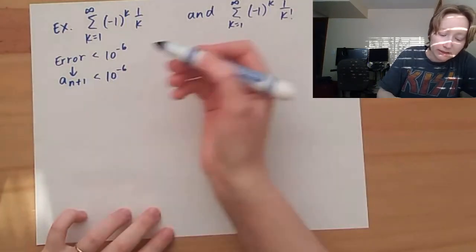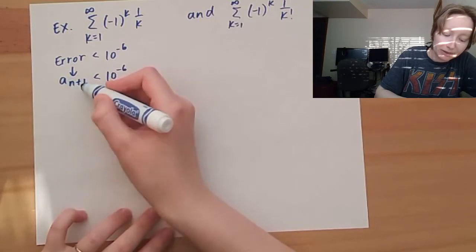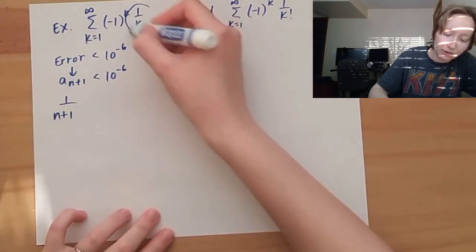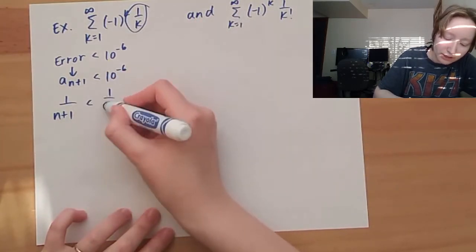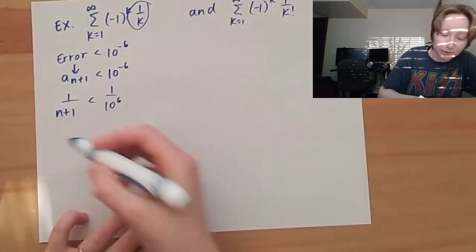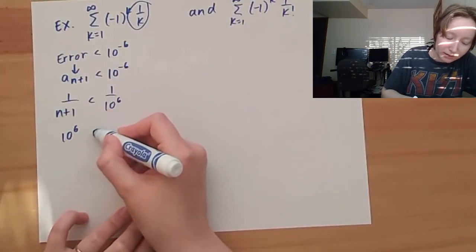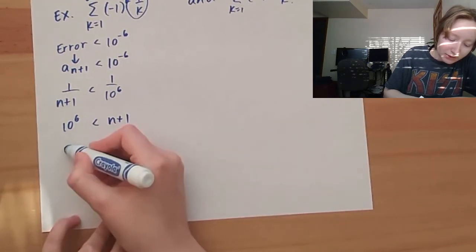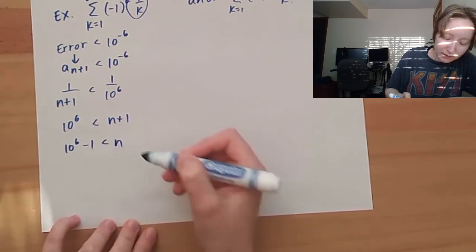Okay, well, what is a sub n? A sub n is 1 over n, so a sub n plus 1 is going to be 1 over n plus 1, right? Just going based off what is my generic term. So this has to be less than 1 over 10 to the 6. I cross multiply, 10 to the 6 is going to be less than n plus 1. And so 10 to the 6 minus 1 has to be less than n.